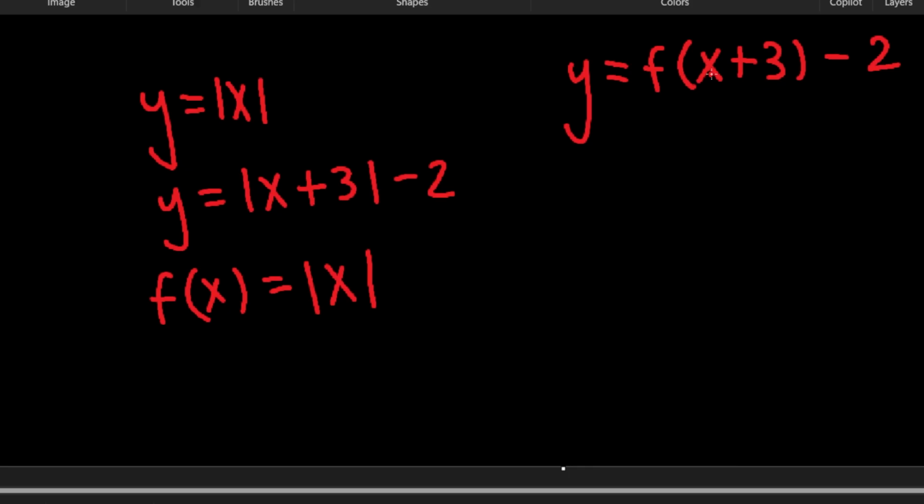That's all. It might look weird to look at, but just remember it like this: y equals f of open bracket whatever's happening horizontally, close bracket, whatever's happening vertically. That's all you've got to remember.